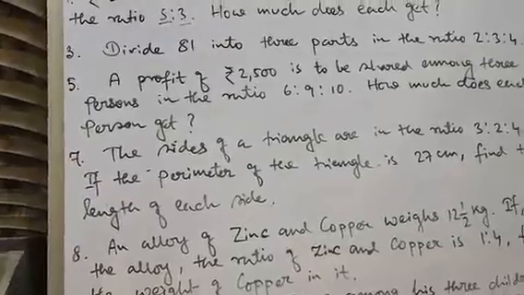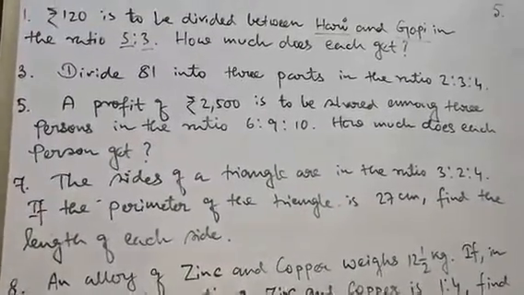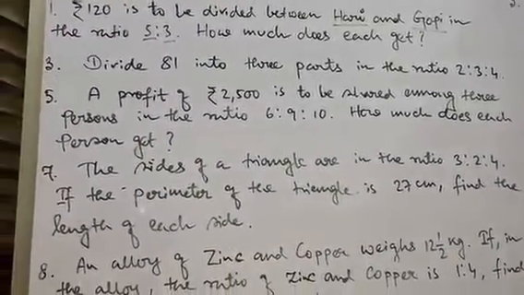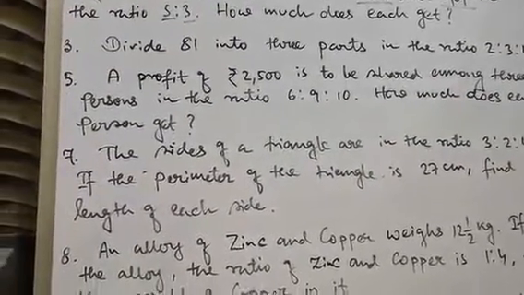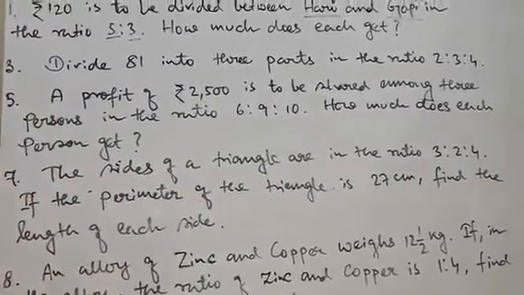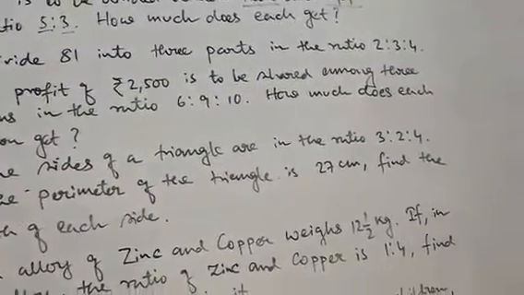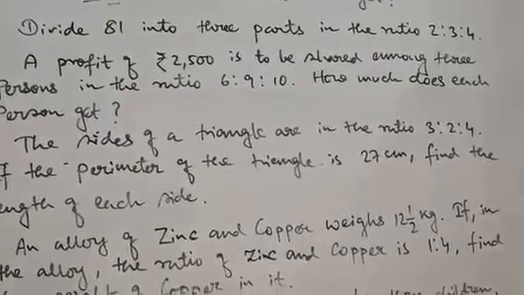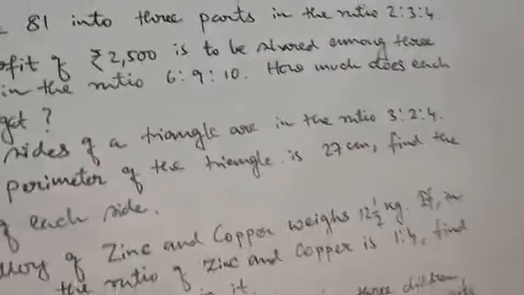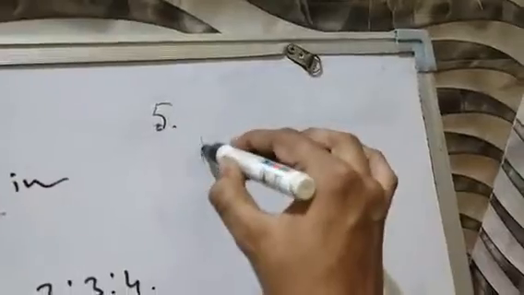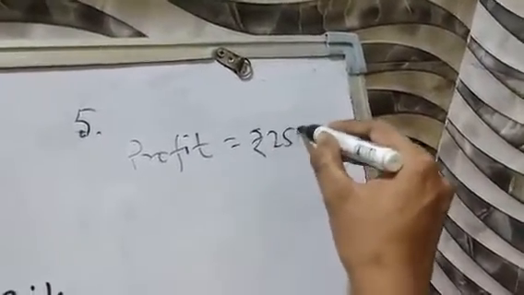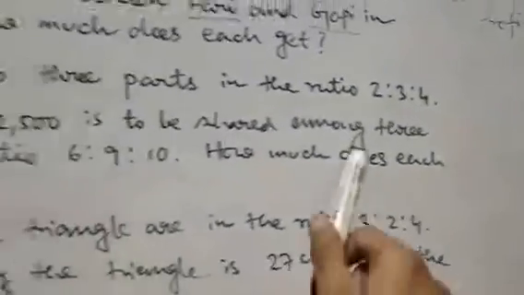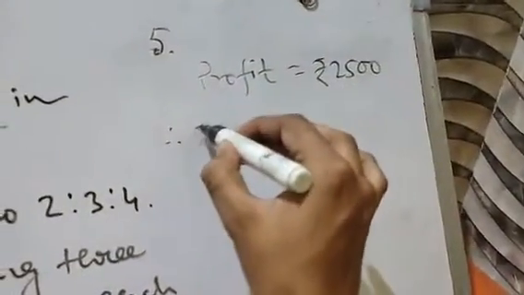So this question is also similar to the previous 2 questions. Here profit is given and 3 persons, their names are not given, just the ratio in which the profit is to be divided, and we have to find out the amount of money each person will get. So profit is rupees 2500, and the 3 persons are given in the ratio 6:9:10.